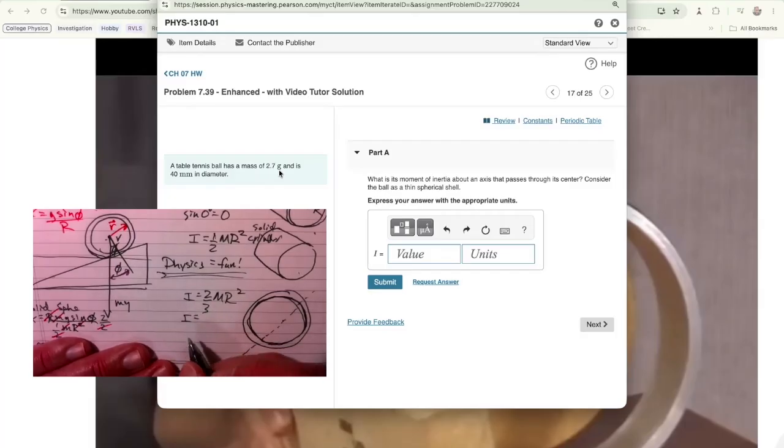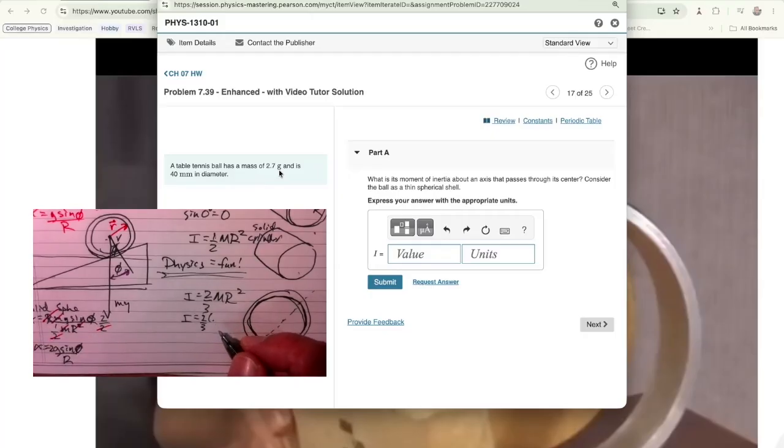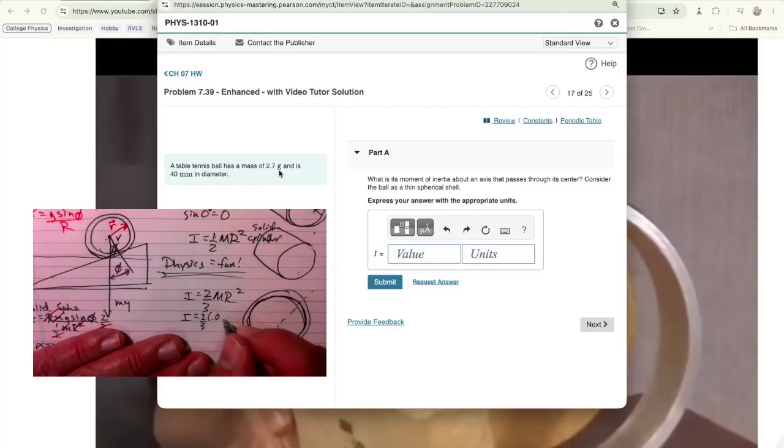We're going to get it wrong. Okay. So it's going to be 2/3 times grams to kilograms. There's 1,000 grams in a kilogram, so I'm going to move the decimal place over three. It's going to be 0.0027 kilograms. Oh, I'm running out of room here.